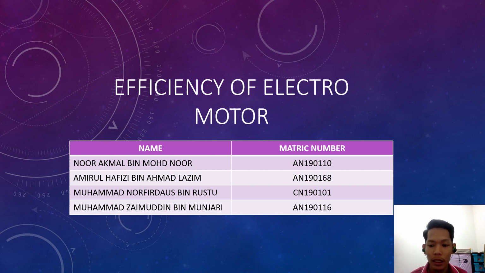I'm from Group 6. For my part, I will present about the efficiency of electromotor. This is my teammate. First one is Nur Akmal bin Muhammad Nur. Amirul Hafizi bin Ahmad Lazim is me. Muhammad Fidaus bin Rustu and Muhammad Zaim bin Munjari.